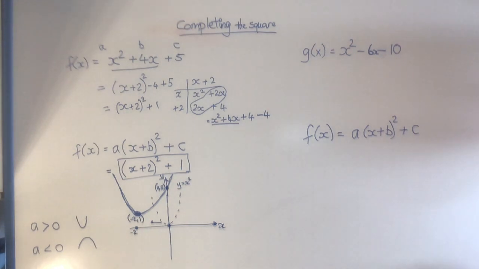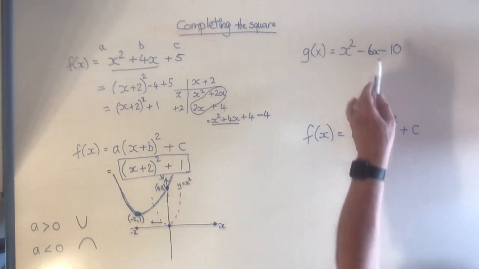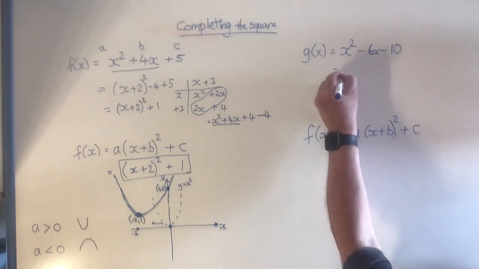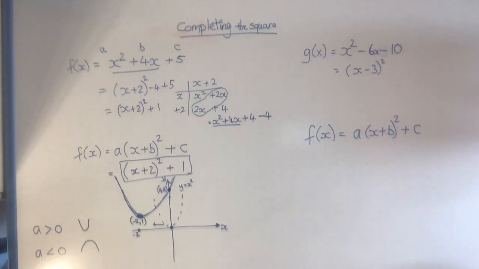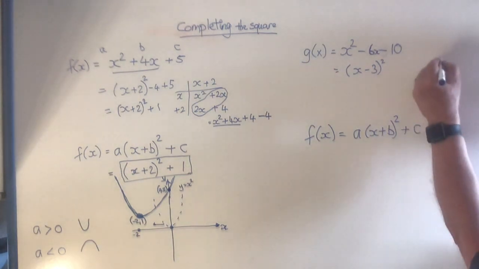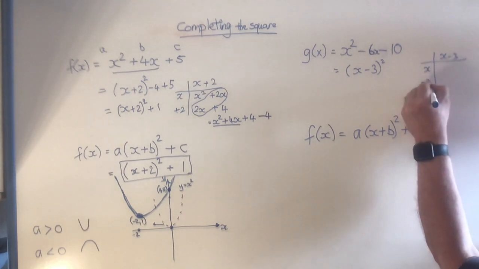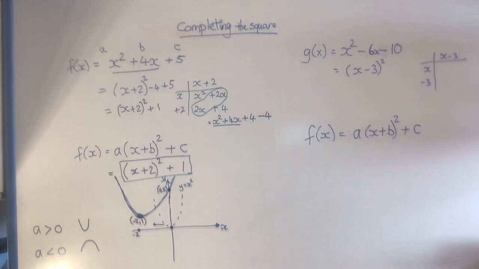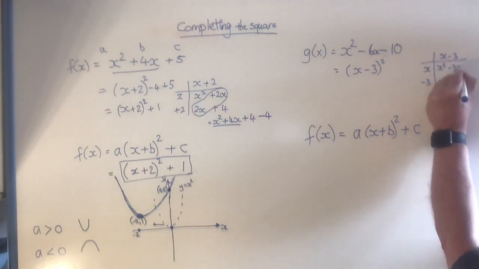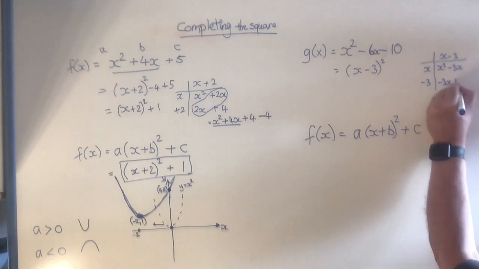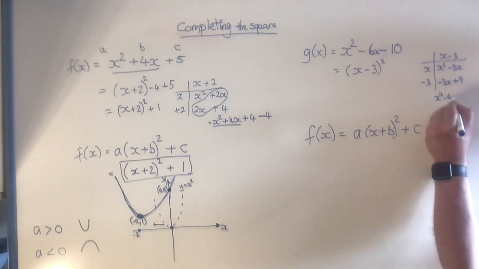And let's do it for this. So, first thing we do is we look at the first two terms, and we half the middle coefficient. So, minus 6, half of that is minus 3. So, we rewrite that as (x minus 3) in a bracket, all squared. We then take the grid method. I've got x minus 3, and we multiply that out. And when we multiply that out, what do we get? We get x squared minus 3x plus 9. And if we tidy all that up, we get x squared minus 6x plus 9.